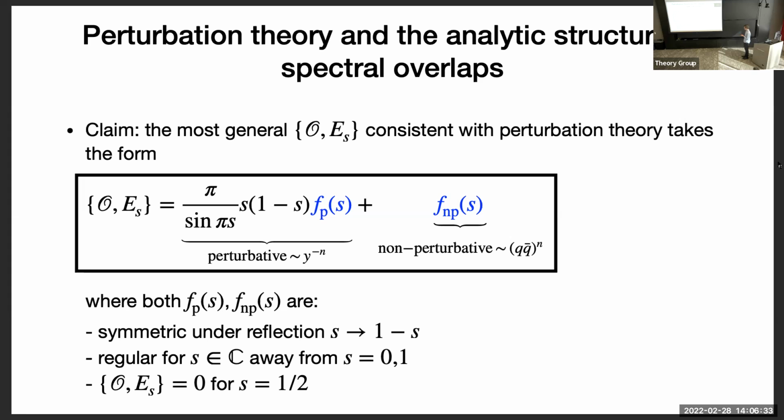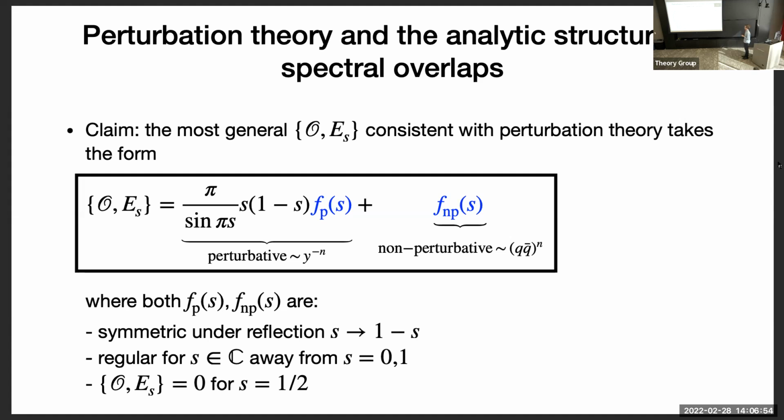And what that thing does is it generates non-perturbative corrections, like instanton, anti-instanton corrections. These functions satisfy some nice properties. They're reflection symmetric, regular basically everywhere in the complex plane. And this overlap has to vanish at s equals a half because that's a property inherited from the Eisenstein series.